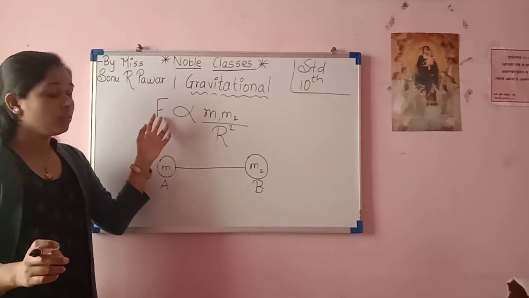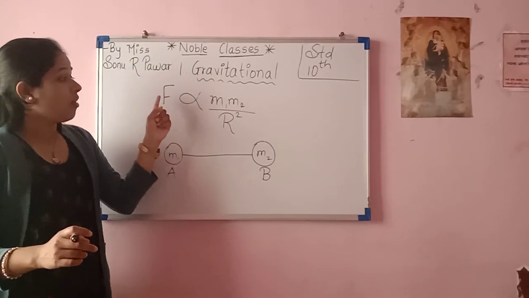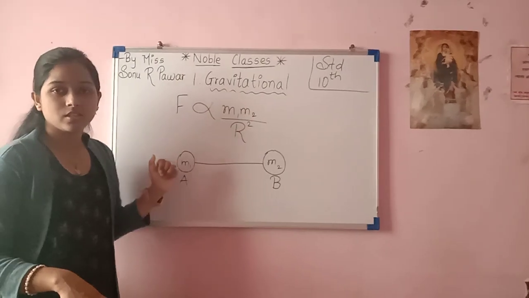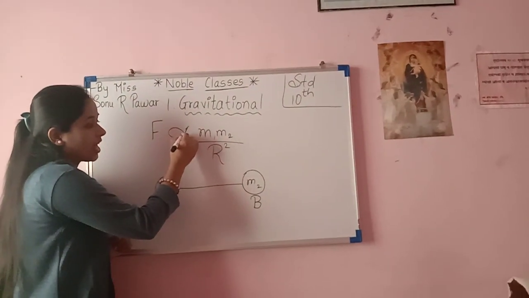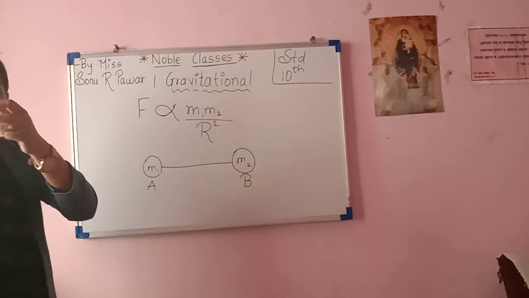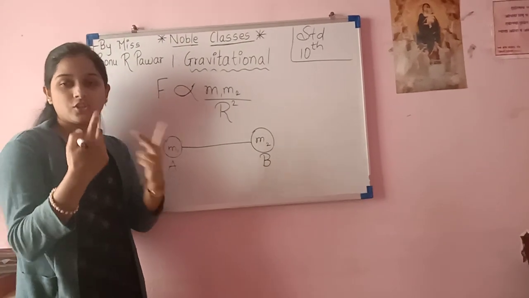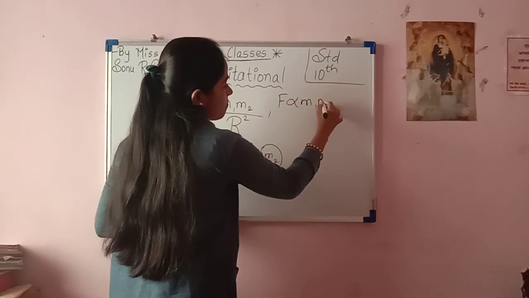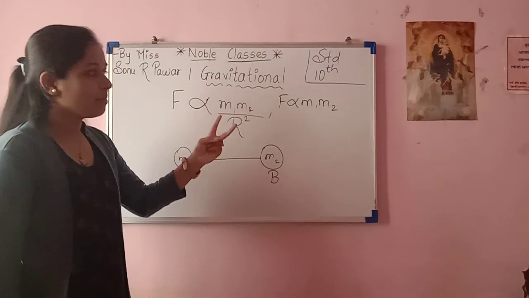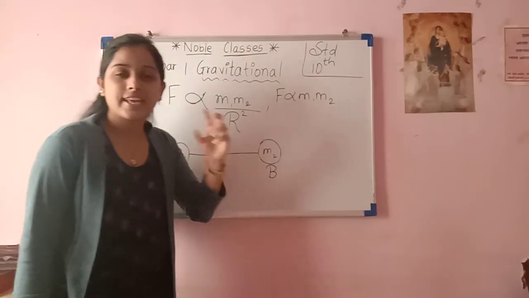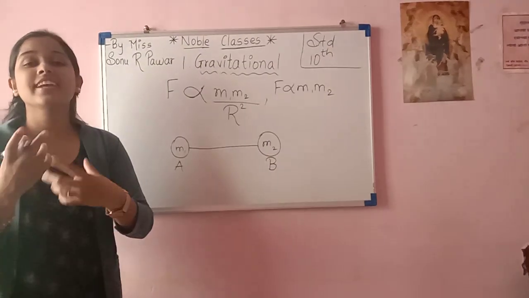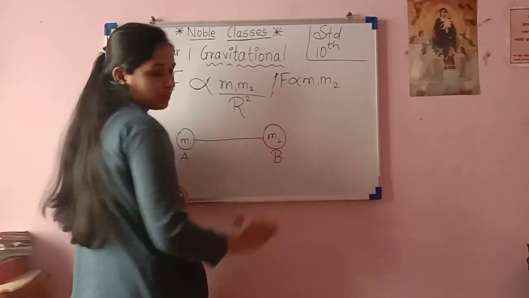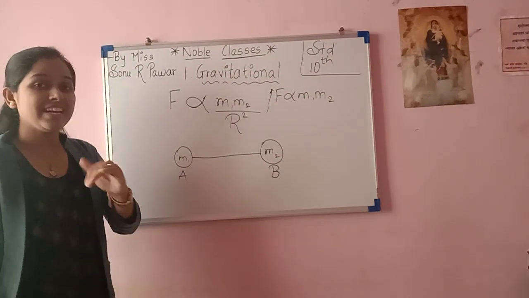What does Newton's law of gravitation say? Gravitational force is directly proportional to the product of the masses. Now what does this directly proportionality sign mean? Directly proportional means it has a direct relation. See, force is directly proportional to M1 and M2. That means force is directly proportional. Directly proportional means it has a direct relation with each other. Now see, if one quantity increases, what does the direct proportionality sign indicate?